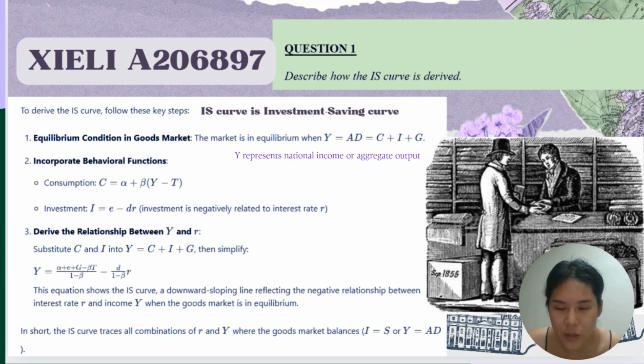So in short, the investment and saving curve traces the combinations of interest rate and income where the goods market balances. We look at I must equal S, or Y, national income, must equal aggregate demand, so that we can have a balanced goods market and maximize our profit. Let's look at the next page.